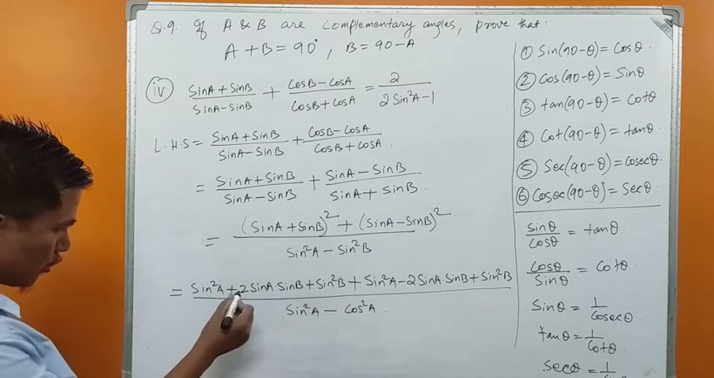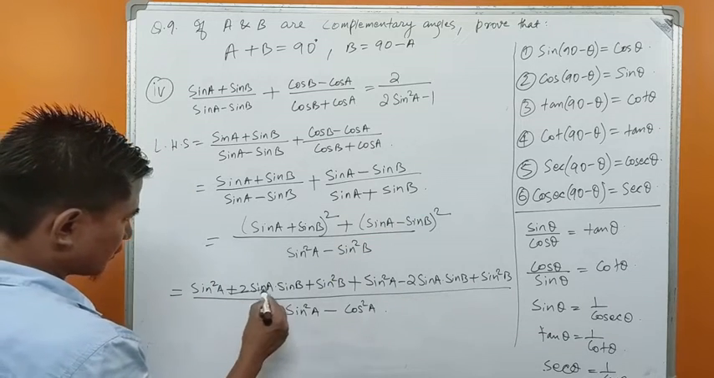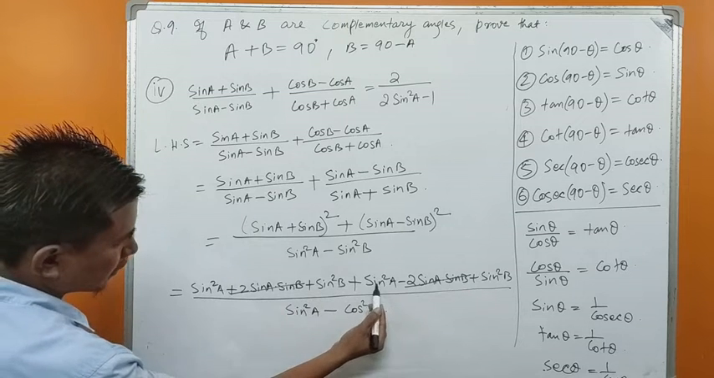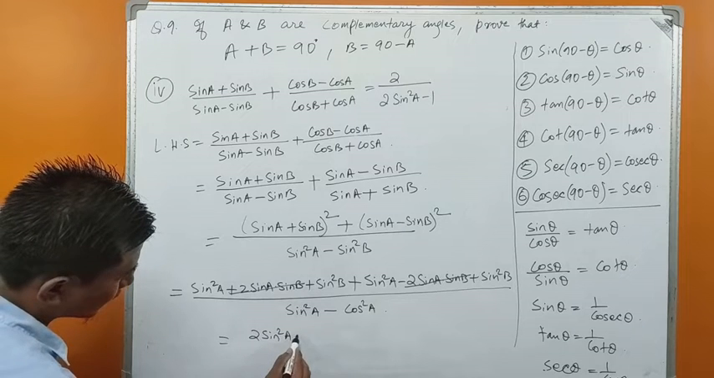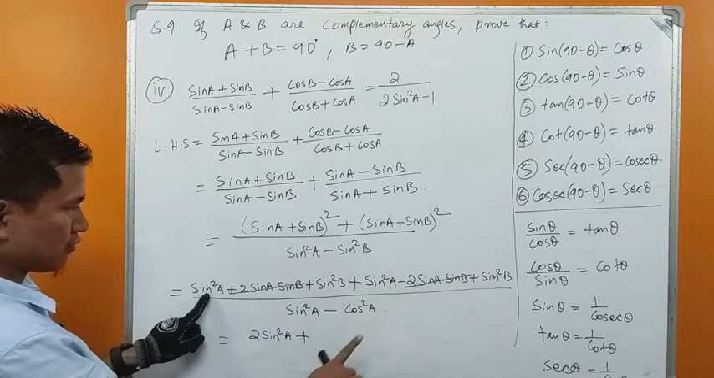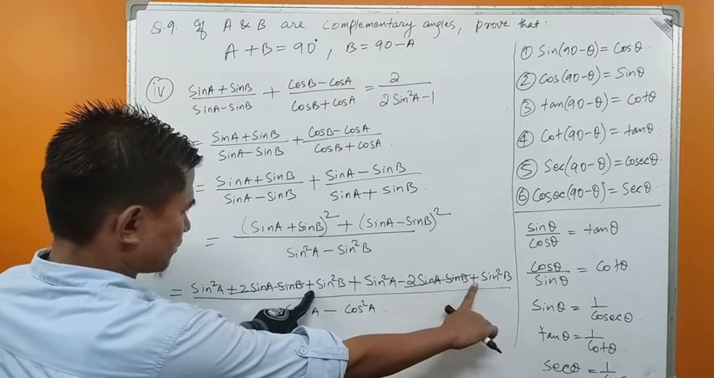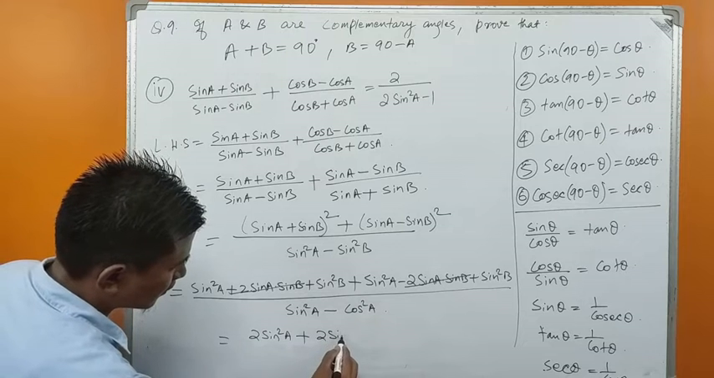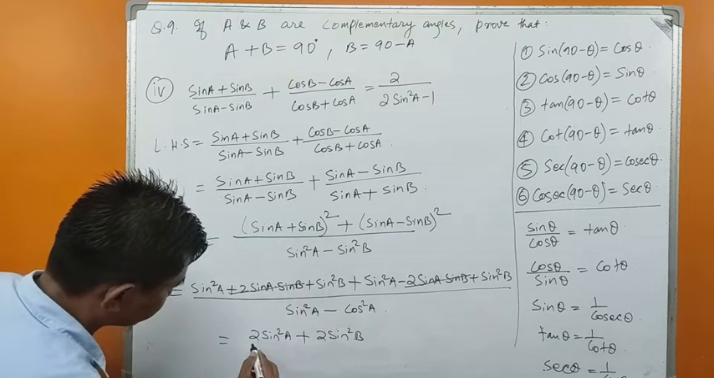Now we have 2 sin a sin b. This is plus, and 2 sin a sin b. This is minus. So we can cancel this out. Plus and minus the same number. So sin square a plus sin square a gives us 2 sin square a, plus sin square b and sin square b. See here, sin square a, sin square a, 2 sin square a; sin square b, sin square b, both are positive. So 2 sin square b, isn't it? So we need 2 in the numerator, isn't it?